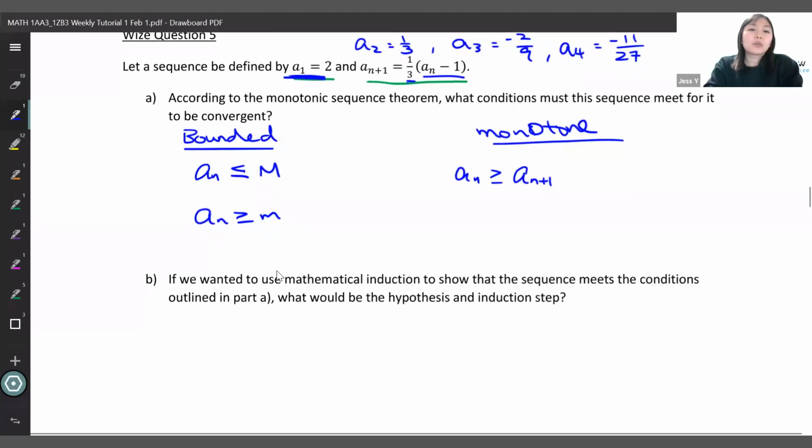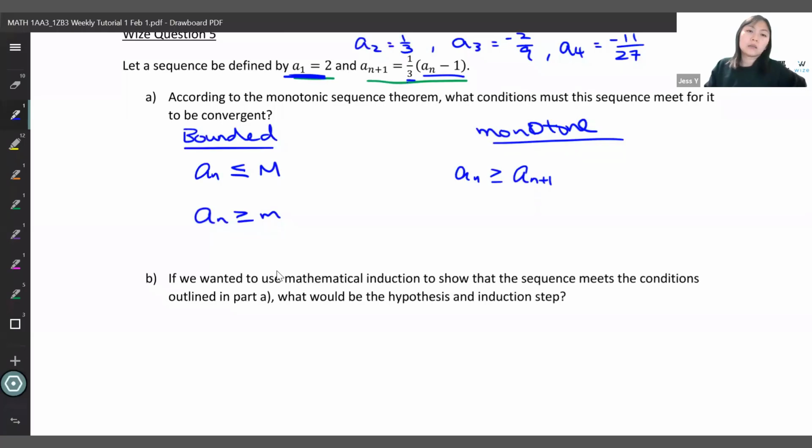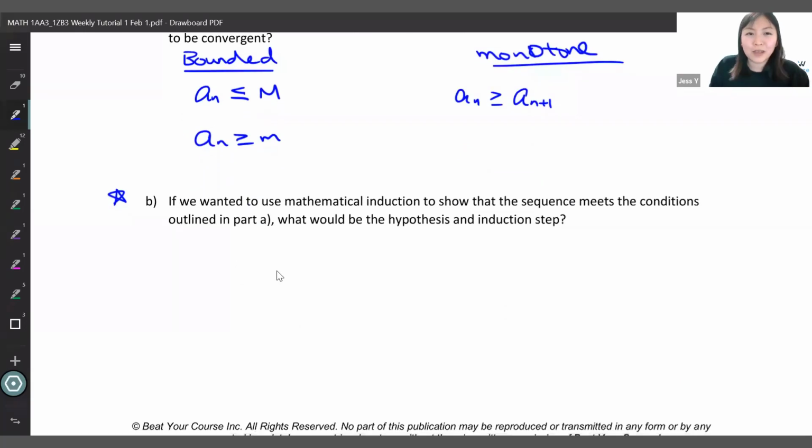Now in part B, we're bringing in mathematical induction. And part B would really help with some of the questions that you guys are being asked. So if you wanted to use mathematical induction to show that the sequence meets these conditions outlined in part A, meaning that it's bounded and monotonically decreasing, what would be the hypothesis and the induction step? So I'm not actually proving it using mathematical induction. I just want to write out the hypothesis and what step I need to prove, okay? So try to write small here. I didn't give you guys the most space. That's my bad. But let's start with the bounded.